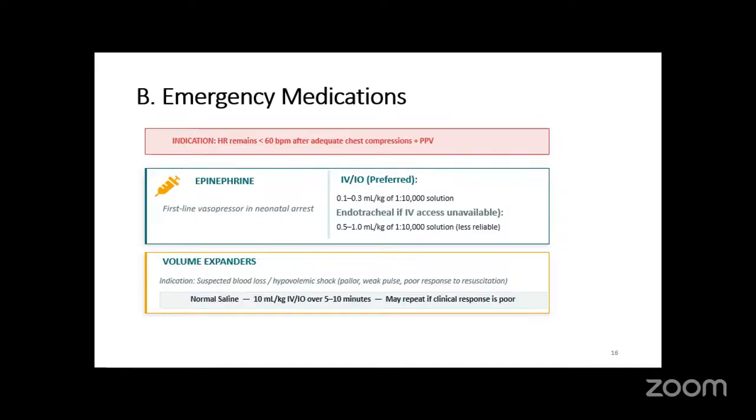And also we have volume expanders. Here we use normal saline. Its indication is when we suspect a blood loss somewhere, or if we have any hypovolemic shock for any reason. And normally we deliver 10 milliliters per kilogram over 5 to 10 minutes.